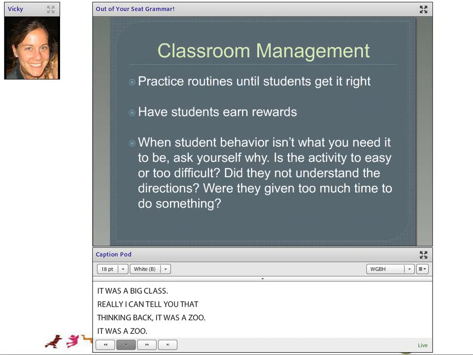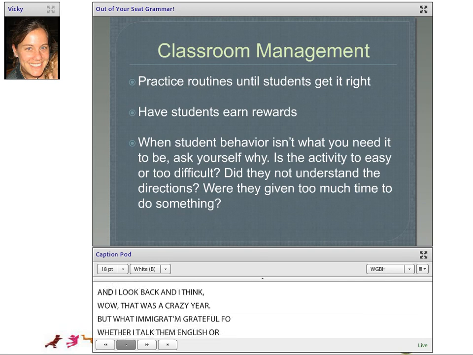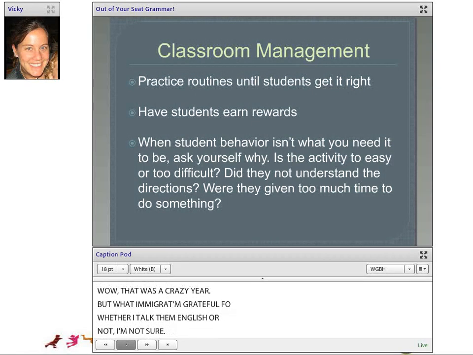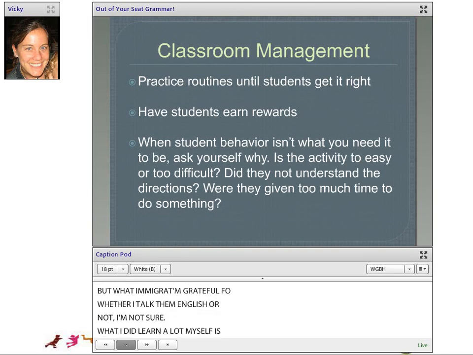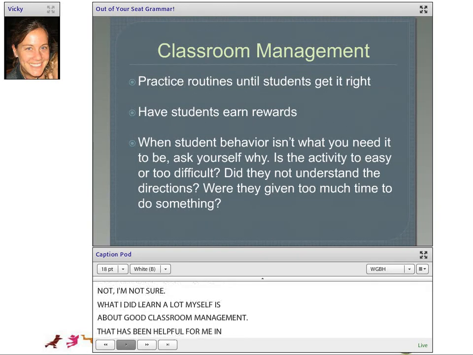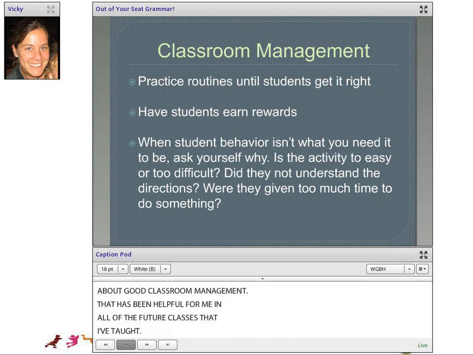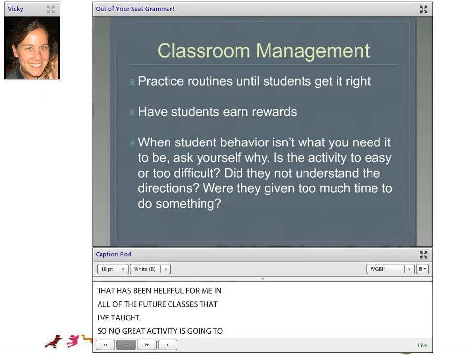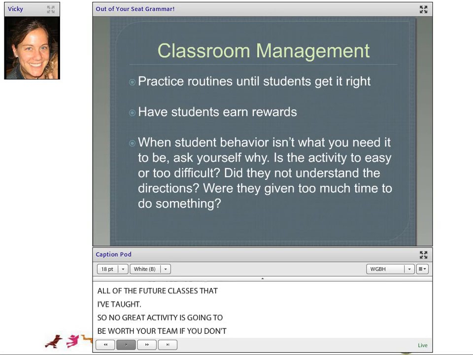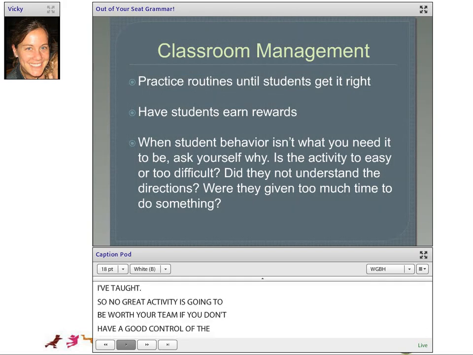But what I'm grateful for is that whether I taught them any English or not, I'm really not sure, what I did learn a lot myself is about good classroom management. And that has been helpful for me in all of the future classes that I've taught. So no great activity is going to be worth your time if you don't have good control of the discipline in your class. And here are some tips for that. We need to practice routines until students get it right.